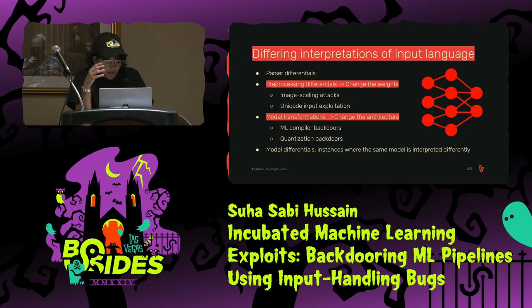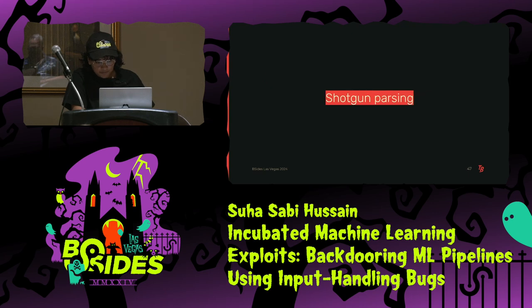So in an ML system, you can pre-process inputs, and you can also apply model transformations before you deploy a model. So some studies have exploited parser differentials right at the pre-processing stage. So things like image scaling or Unicode parsing. Those attacks often change the weights. There have also been backdoor attacks that take advantage of differences during model transformations, like compilation and quantizations. Those frequently change the architecture. I think it's very possible that most transformations that can be encoded within the loss function can result in an exploitable backdoor. But let's move forward from here.